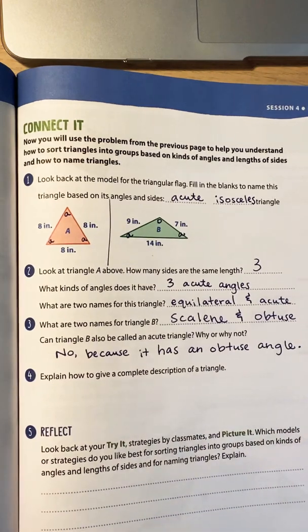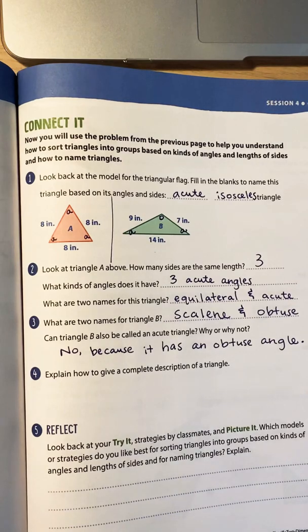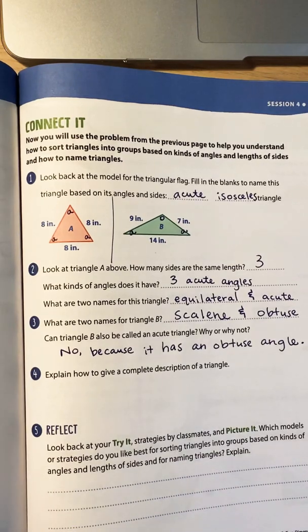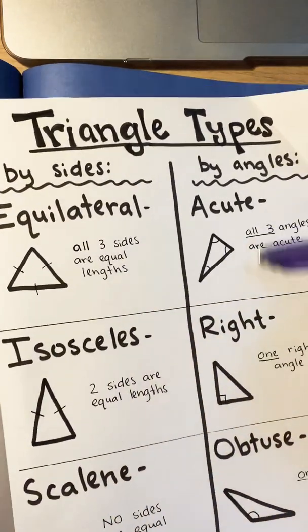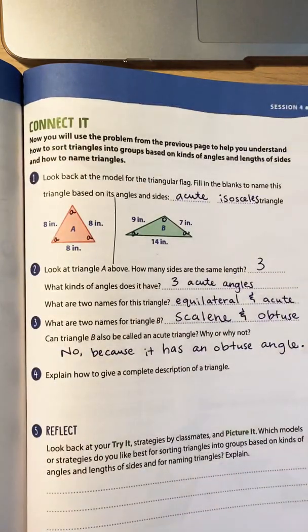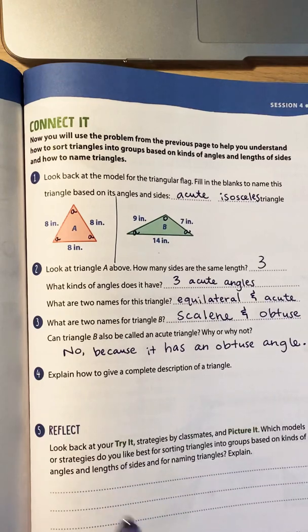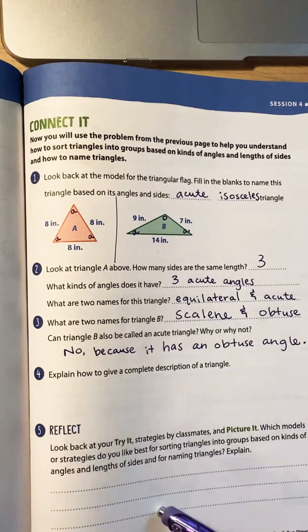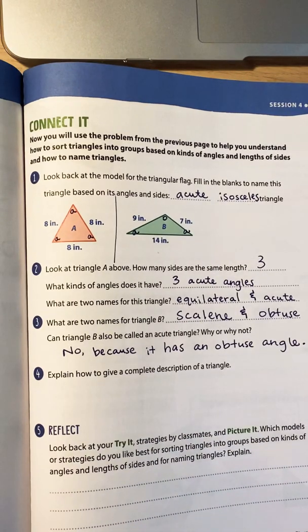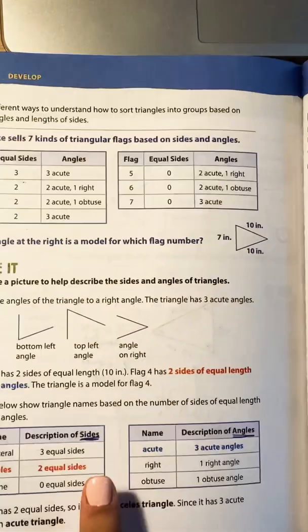All right, number 4, that's for you to explain. How can you give a complete description of a triangle? I would say something about figuring out how many sides are equal lengths, figuring out what type of angles they have, matching them to the right name. And then for reflect, what models or strategies do you like most about how to sort them? Really, there's not a lot of strategies. It's kind of just memorizing the names, looking at the poster, looking at this chart over here on the previous page.